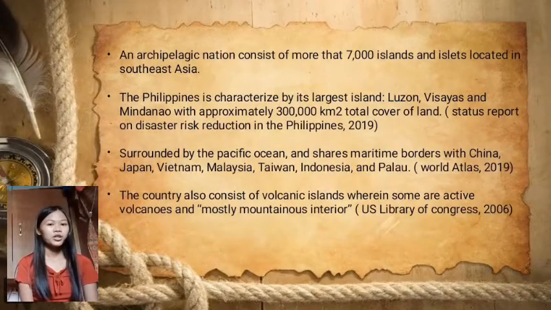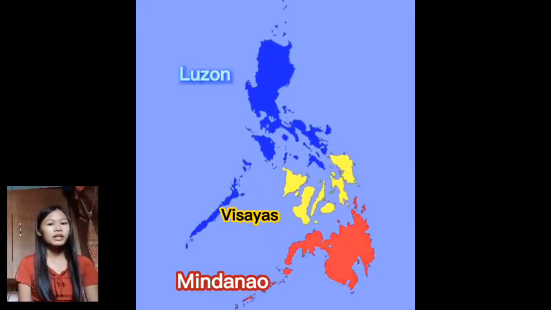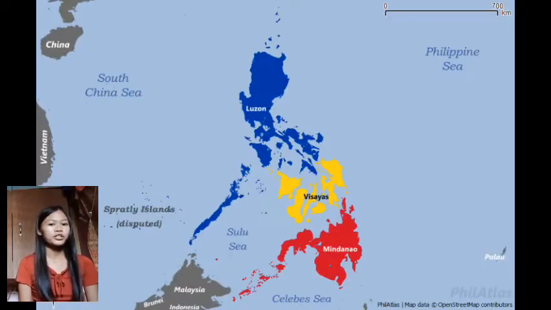An archipelagic nation comprised of more than 7,000 islands and islets located in Southeast Asia, the Philippines is characterized by its three largest islands, Luzon, Visayas, and Mindanao, with a total land area covering approximately 300,000 km. Status report on disaster. So the Philippines is an archipelagic country in Southeast Asia. It is situated in the Western Pacific Ocean and consists of 7,000 islands that are broadly categorized under three main geographical divisions from north to south.